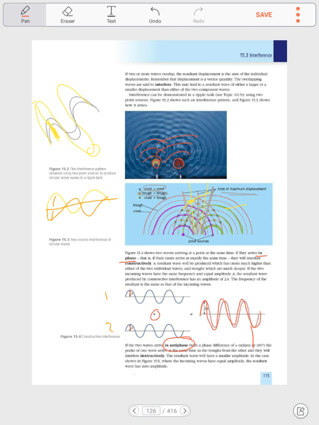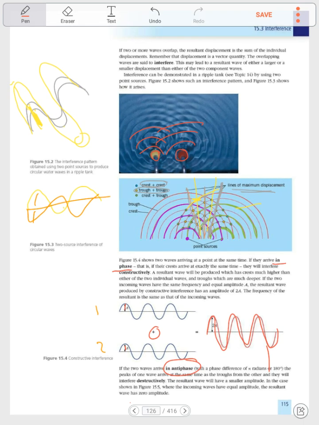Okay, if the two waves have a phase difference of π radians or 180 degrees, the peak of one wave arrives at the same time as the trough from the other, and they will interfere destructively.